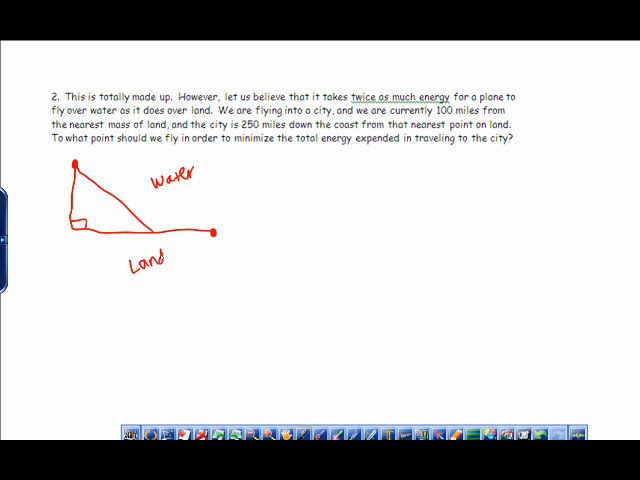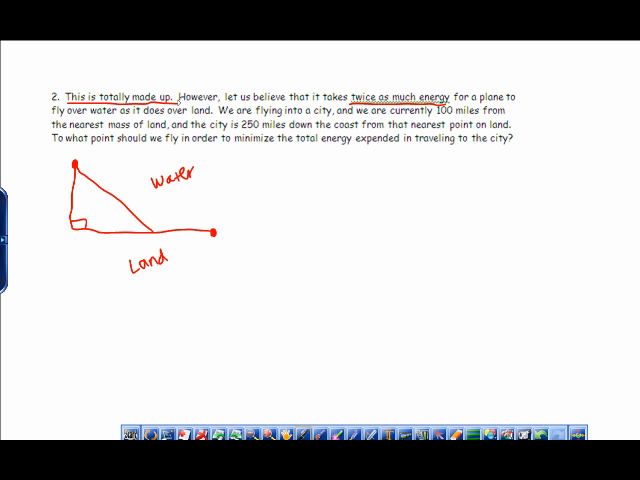Now, if it flies the whole way over water, it's a shorter distance overall. However, it's all over water, which they said is twice as much energy. Now, this is the part that's made up. It's probably not twice as much energy. It's probably really close to being the same, maybe just a little bit more. But for a bird, I think that it would be more something that's actually flying. We're not taking into account wind or anything like that. We're taking the simplest case, which is why this is totally made up.